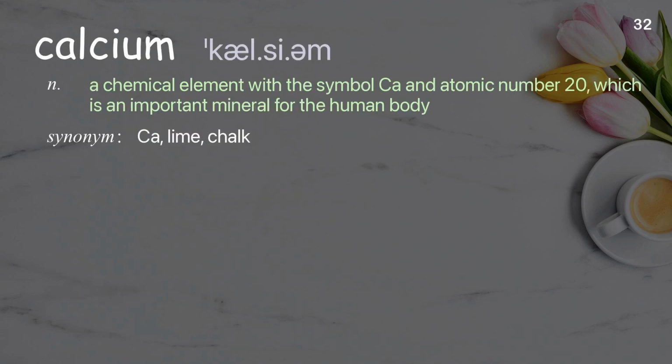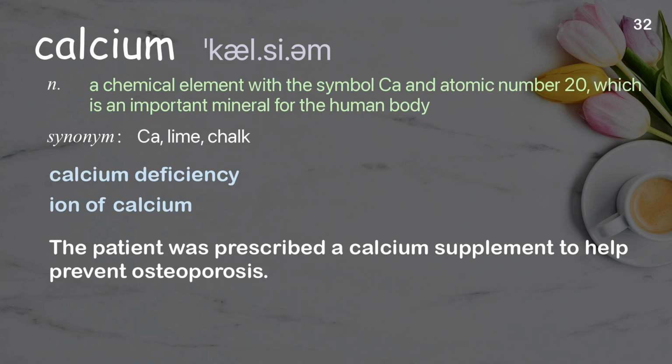Calcium. A chemical element with the symbol Ca and atomic number 20, which is an important mineral for the human body. Examples: Calcium deficiency. Ion of calcium. The patient was prescribed a calcium supplement to help prevent osteoporosis.